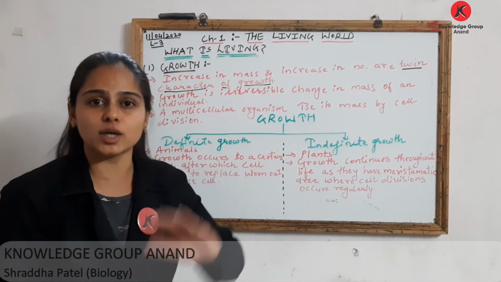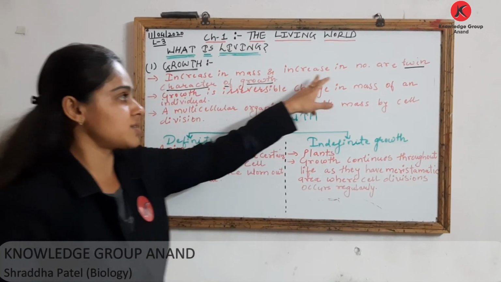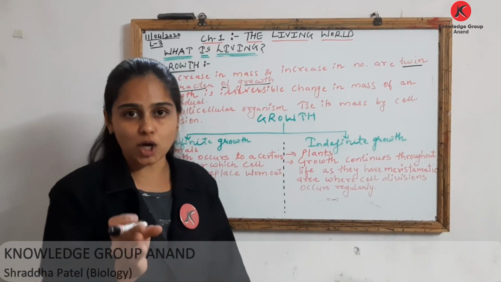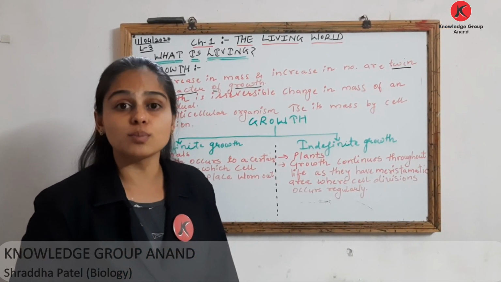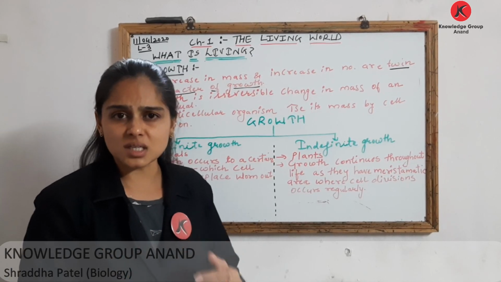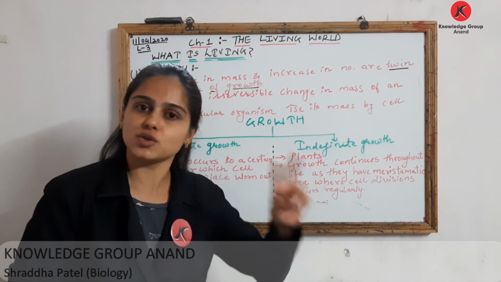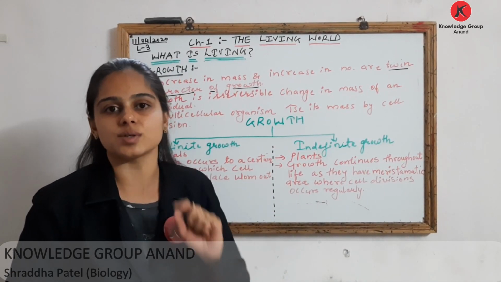In the sense, you can define growth as an increase in mass. Also, you can define growth as an increase in number. If you are talking about a unicellular organism, you people have understood binary fission. Yes or no? Yes. At the end of a single binary fission, it results in the formation of two new organisms. So this is also considered growth.